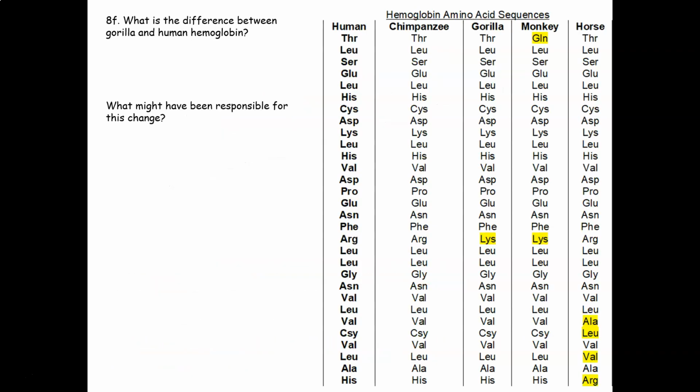All right, so let's go back to the actual sequence differences that we looked at here. This one's just asking what is the difference between the human and the gorilla hemoglobin? So if we look, the only difference here was that one that we highlighted. In humans, they have an RUG, which is arginine, and in a gorilla, they have a lysine, which is a LYS. What might be responsible for that change?